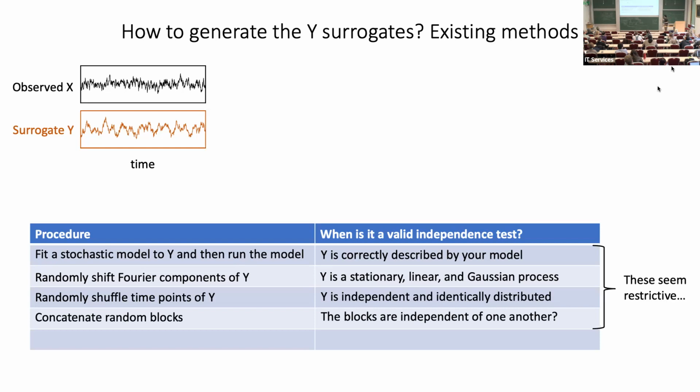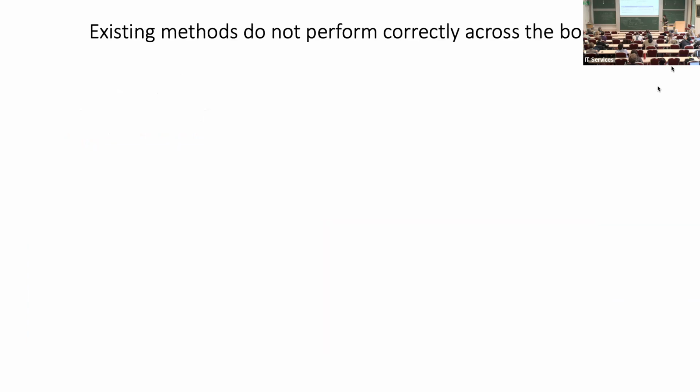And so these all seem really restrictive. They seem like they're asking for quite a lot. So another thing we might think of doing is shifting y in time. And I don't really know when that's valid. Okay, well, anyway, do these work? Let's look at some simulation examples. Well, I guess the answer is no. But anyway, let's go through it anyway.